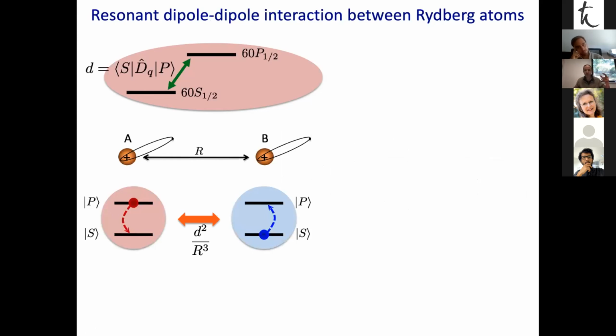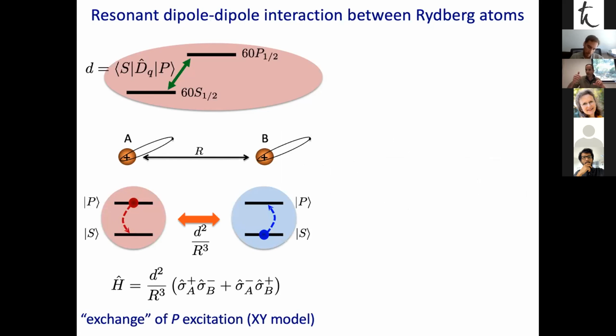So you have this situation where one of the two atoms can be in state P, the other one in state S, and the interaction is going to induce a flip-flop, a swap of the interaction between the two atoms. So the Hamiltonian describing that is the sigma plus, sigma minus spin Hamiltonian, where sigma plus and sigma minus are the Pauli matrices. And the strength of the interaction varies like d squared over r cubed, as any dipole interaction.